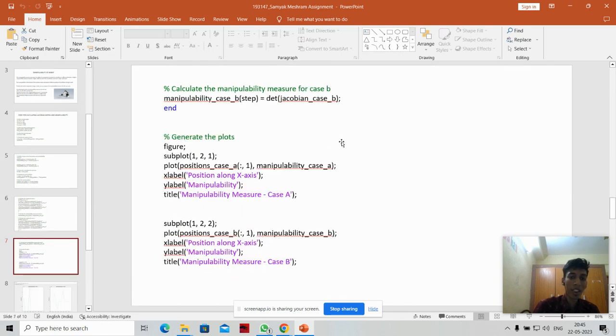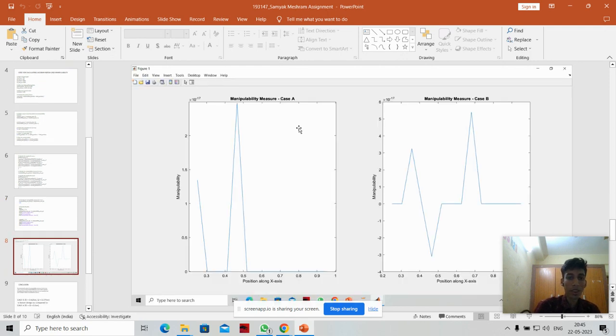After calculating the manipulability for each position, we generated plots between the position along the x-axis and manipulability. The y-axis was manipulability, and the x-axis was position along the x-axis. After running the code, we got these two graphs. The manipulability measure graph for case A is this, and the manipulability graph for case B is like this. In this graph, manipulability is on the y-axis and the position along the x-axis of the end effector is on the x-axis.